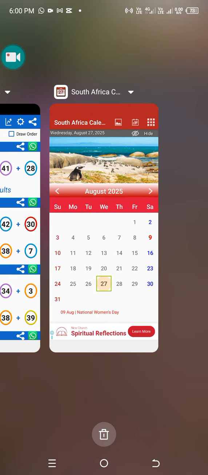You go and download this South African calendar, which looks like this, which you put in order, then use these numbers.